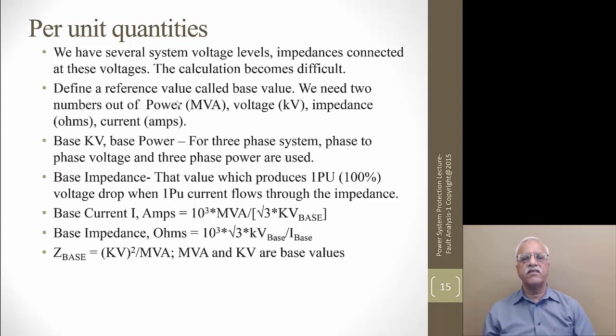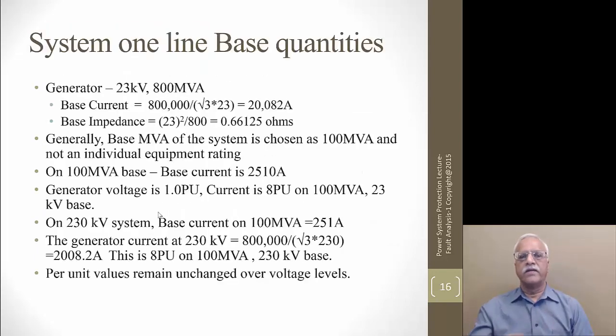For a three phase system, phase-to-phase voltage is used as a reference value and three phase power is used for the base. Typically we use 100 MVA as the base in most of these calculations. If I know the kV and power, base impedance is nothing but kV squared divided by MVA, and the base current is MVA multiplied by 1000 divided by square root of 3 times kV. These are all simple quantities. You can go back and look at them again.